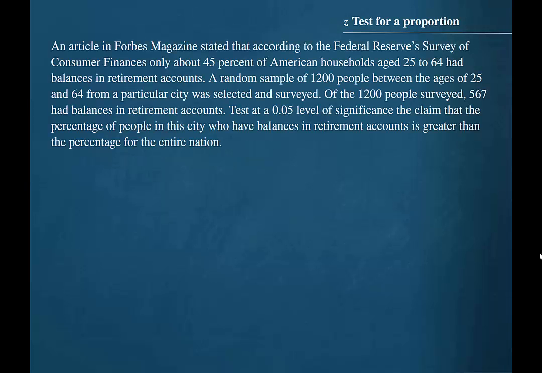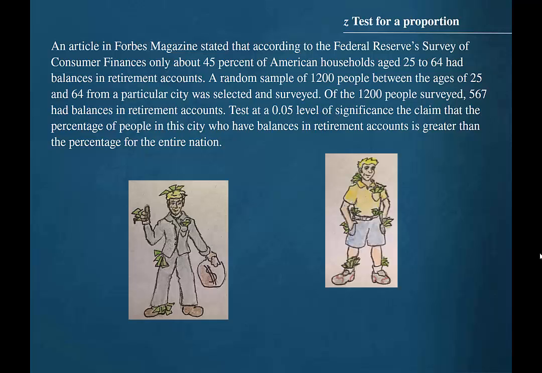An article in Forbes magazine stated that according to the Federal Reserve's Survey of Consumer Finances, only about 45% of American households aged 25 to 64 had balances in retirement accounts. A random sample of 1,200 people between the ages of 25 and 64 from a particular city was selected and surveyed. Of the 1,200 people surveyed, 567 had balances in retirement accounts. Test at a 0.05 level of significance the claim that the percentage of people in this city who have balances in retirement accounts is greater than the percentage for the entire nation.